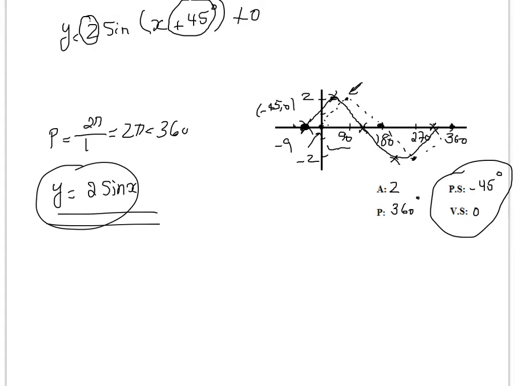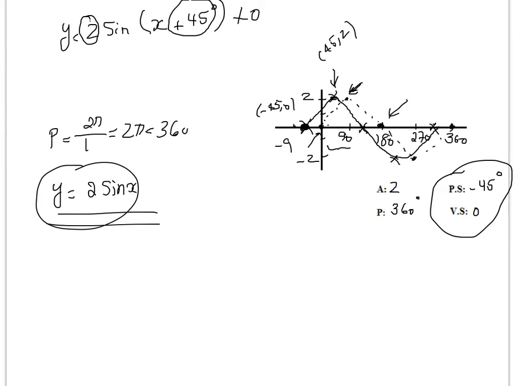Now let's look at this point. What was the coordinate of the point here? 90 and 2. I moved to the left 45 degrees. So what is the coordinate of this guy now? 45 and 2.